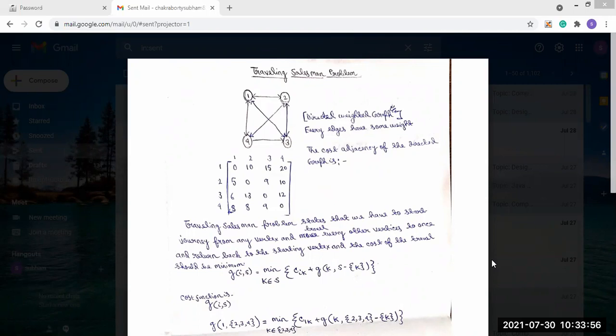So the traveling salesman problem says that, according to the graph, we have to start our journey from any vertex and travel every other vertex that is present in the graph only once, and return back to the starting vertex again. But the cost of the travel should be minimum. This is the traveling salesman problem.